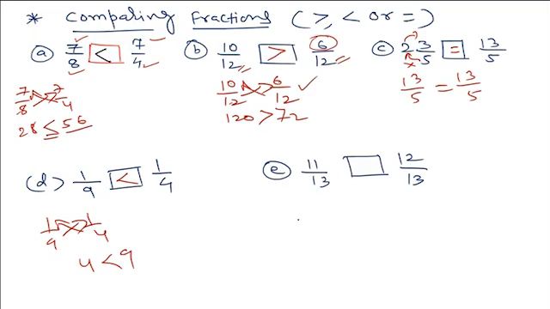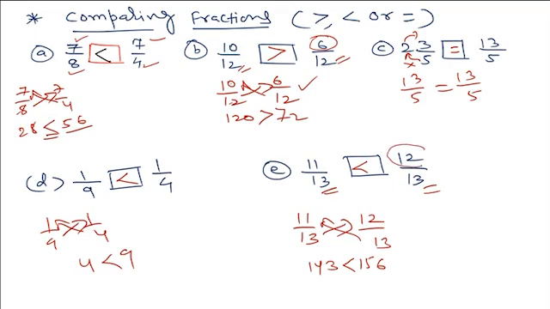11 by 13, 12 by 13. Multiplying cross, 11 3s are 33, 11 1s are 11 plus 3, 14, 13 12s, 12 3s are 36, carry 3, 12 1s are 12, 12 plus 1, 15. So that means this one. Just as I have told you, if the denominator is the same, then only see the numerator. If it is larger, then that fraction will be larger. In this way, you can compare these kinds of fractions.